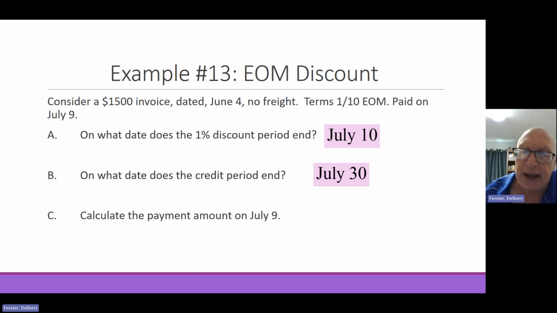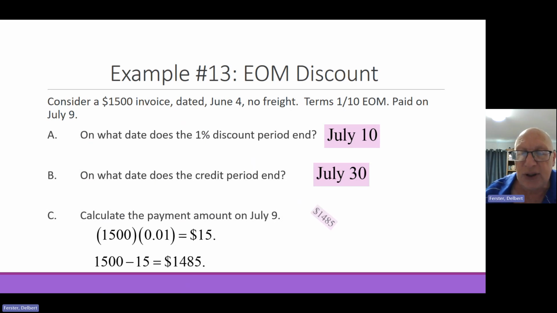Last question says, how much did we pay on July 9th? Well, hey, we got that 1% discount. So 1,500 times 1% means we saved $15. So we'll be sending a check for $1,485. All right, so we were able to take advantage of a 1% discount.